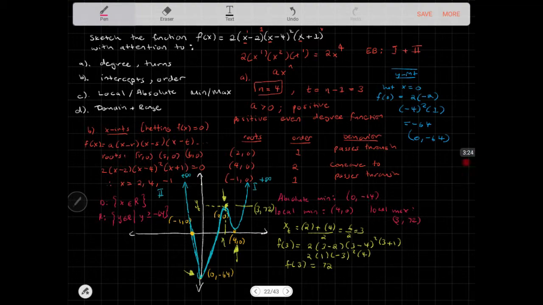Okay, so that's our local and absolute minimum and maximum. We have our end behaviors, we have our domain and range. Basically, this is our completed sketch.